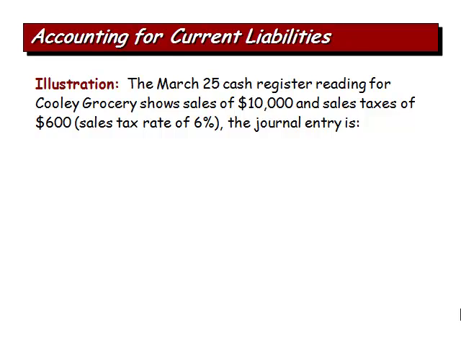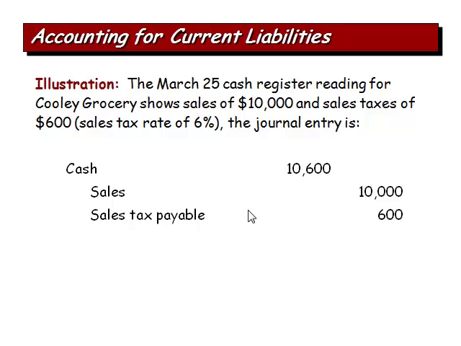Sales tax rate is 6%. So presumably a grocery store records sales tax separately, and that's how we know what the sales tax is. So the entry would be a debit to cash for $10,600, a credit to sales for $10,000, and a credit to sales tax payable for $600.